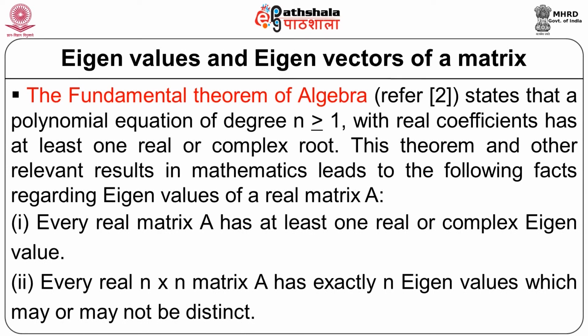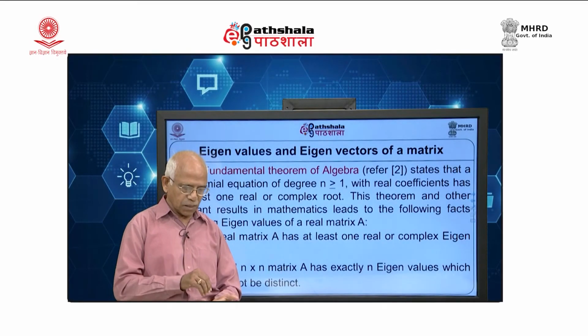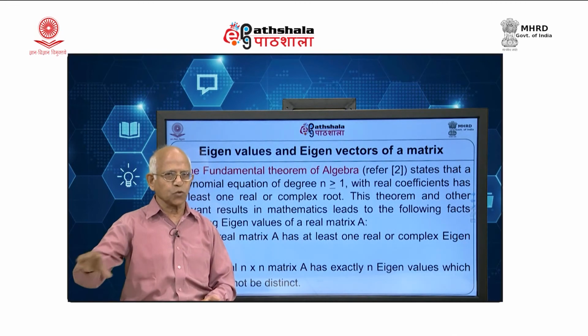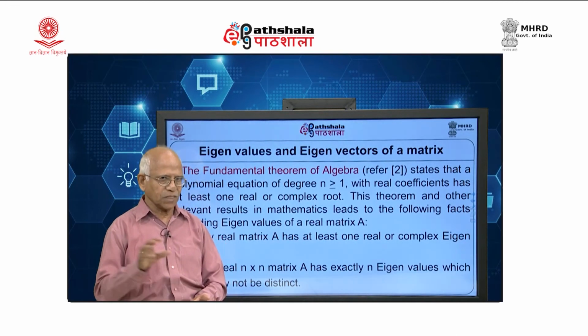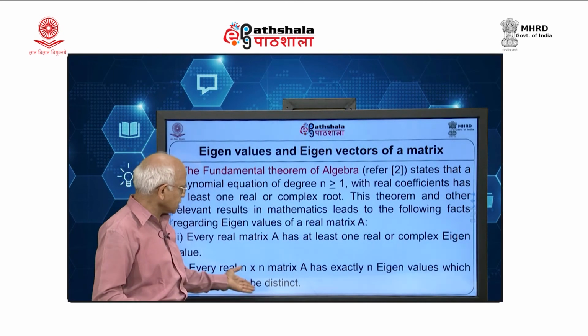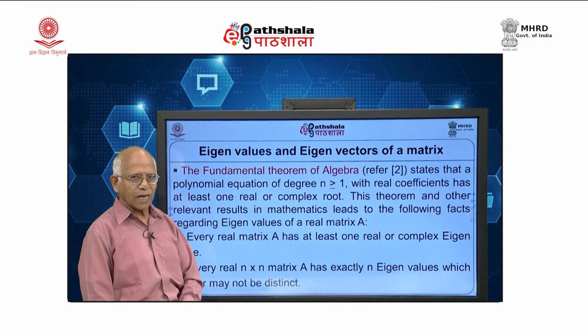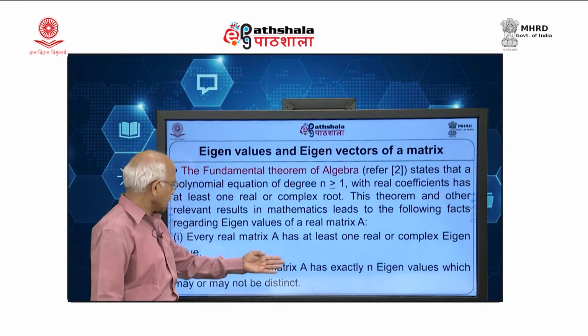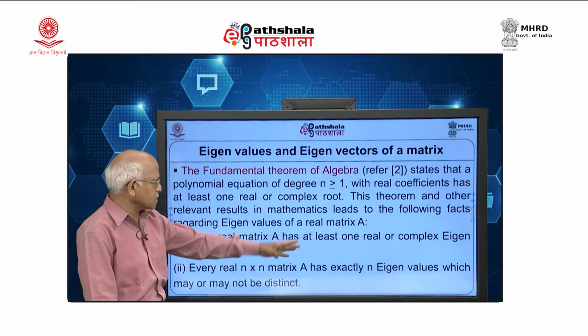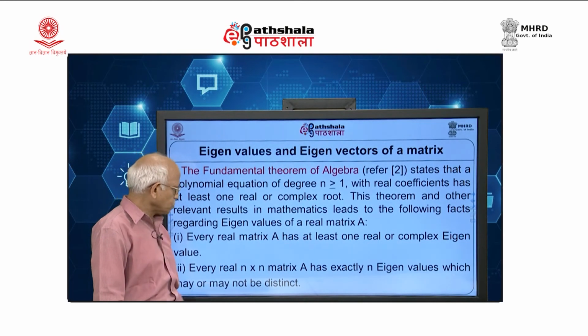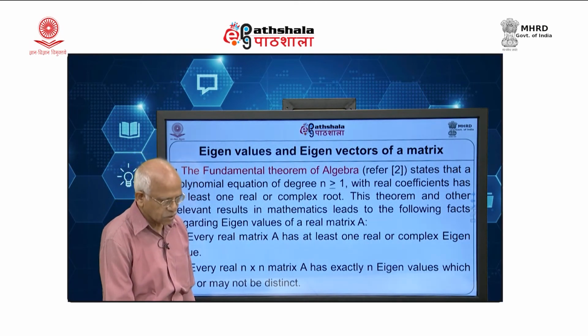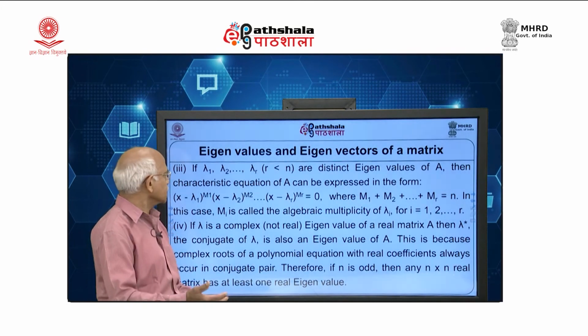Then every real n cross n matrix A has exactly n eigenvalues, which may or may not be distinct. Every nth degree polynomial equation with real coefficients has n roots, and therefore the characteristic equation will also have n roots, and these n roots are nothing but the eigenvalues of matrix A. Therefore, matrix A has exactly n eigenvalues which may or may not be distinct, because some roots may be repeated.